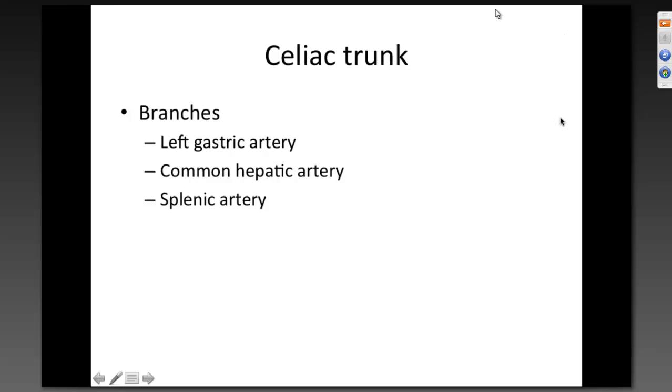So if we take the celiac trunk and break it down, I said it looks like a Y. Each leg of that Y, one of them is going to be the left gastric artery, the common hepatic artery, and then the splenic artery. So think about it. We're still in the same neighborhood, right, as when we were looking at the hepatic portal system. We were looking at the left gastric vein, the hepatic vein, and the splenic vein. So we're still in the same neighborhood. It's just that we're looking at the other side of the blood flow.